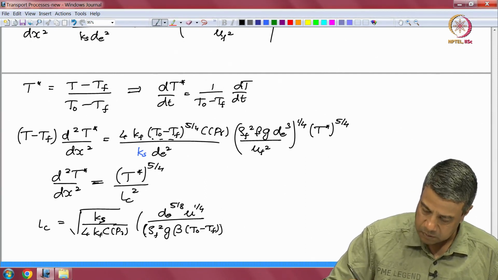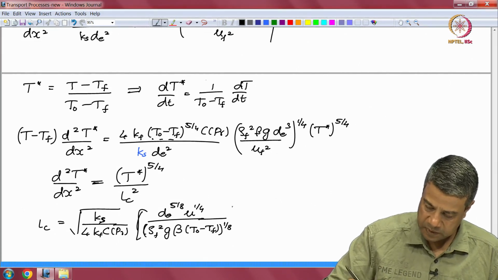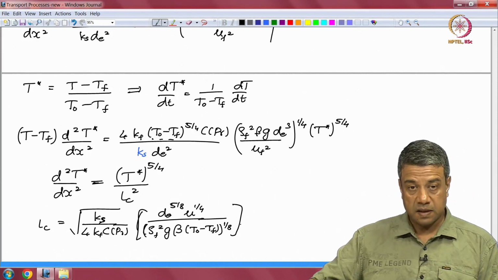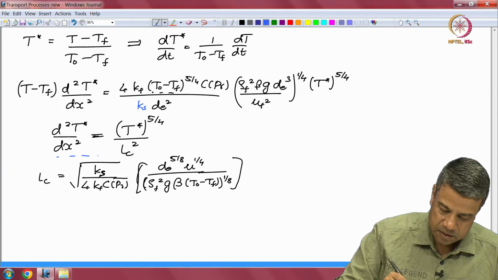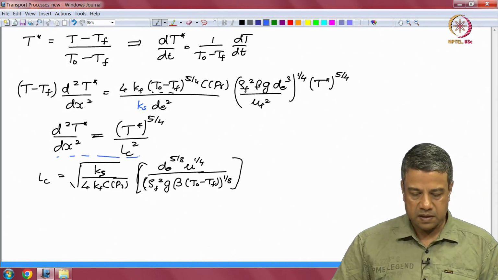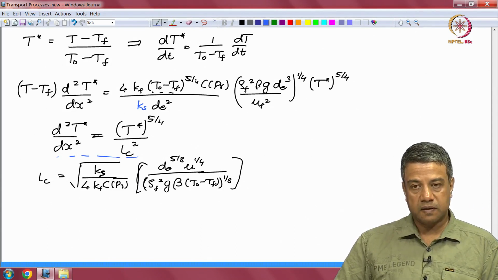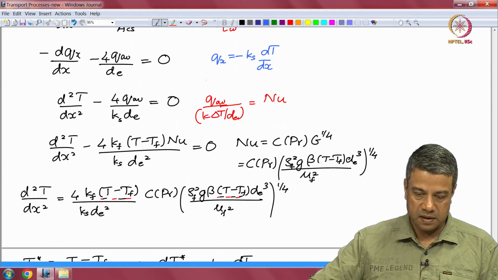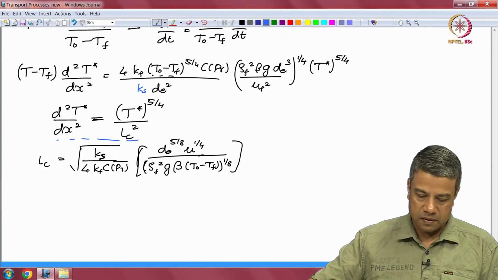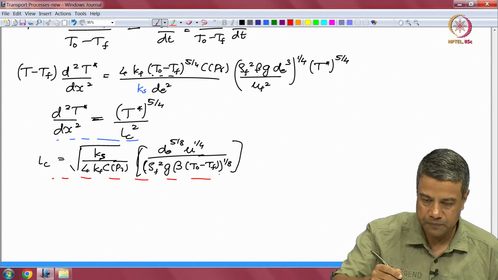This whole thing to the 1/8 power. This is the characteristic length and this is the equation. This is the equation for the temperature and this is the characteristic length. So, now we have a characteristic length for the variation of temperature along this. So, what would you expect? You can evaluate what the value of this is.